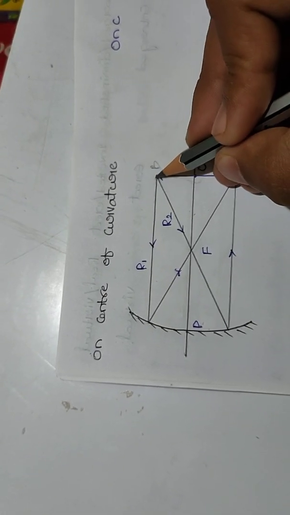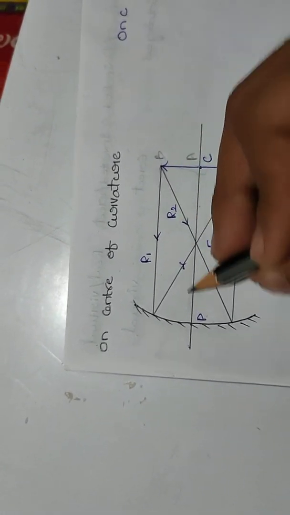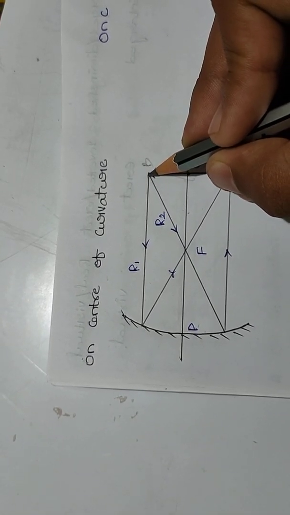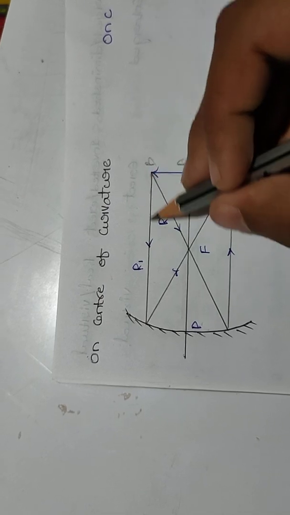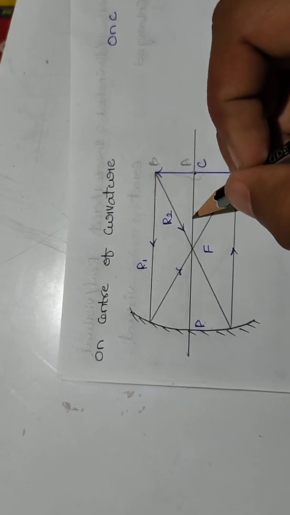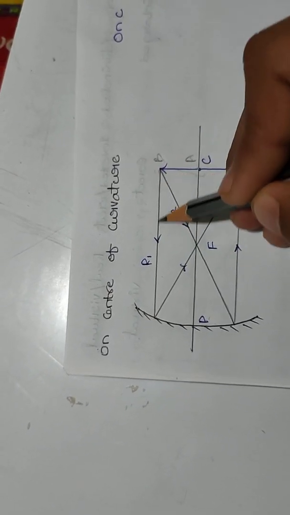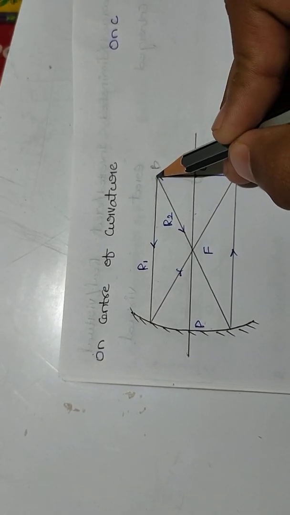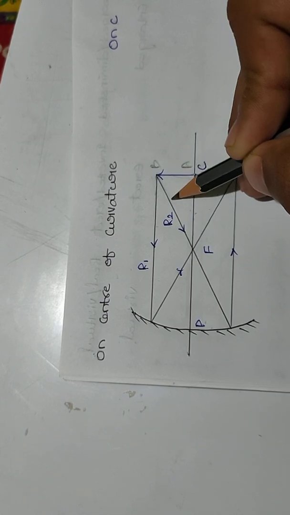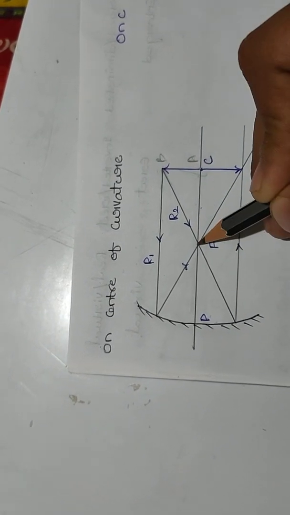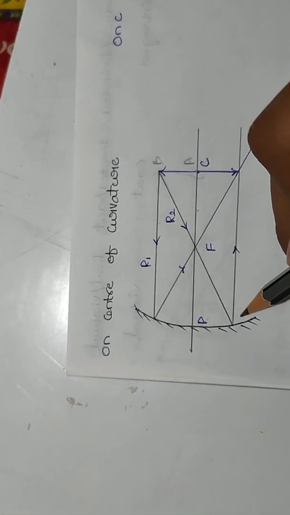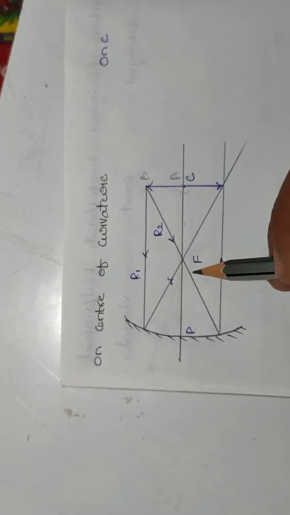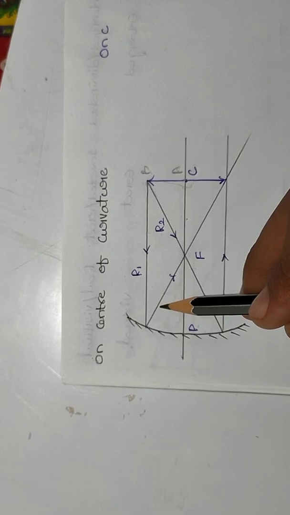Now I am projecting two rays, similar to what I did in the previous problems. The first incident ray is just parallel to the principal axis. And one more ray, which is an inclined ray, is directly passing through the focal point. These are the two incident rays, right? Now I have to draw the reflected rays.